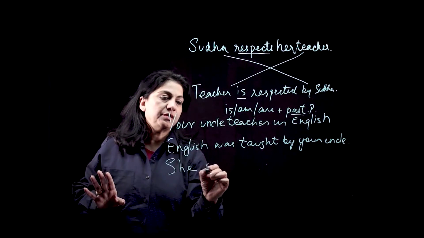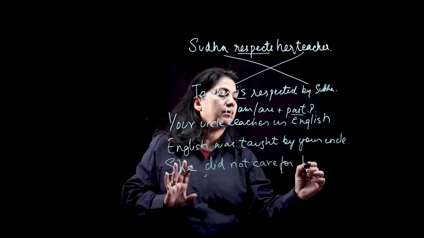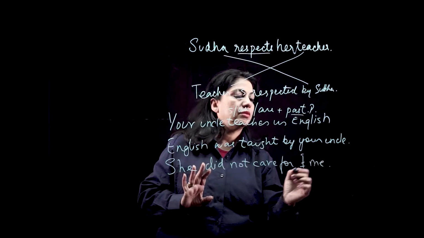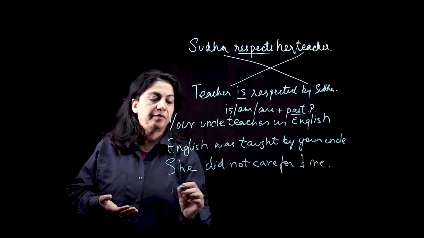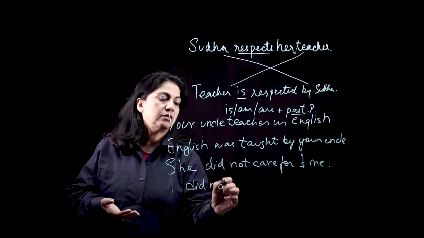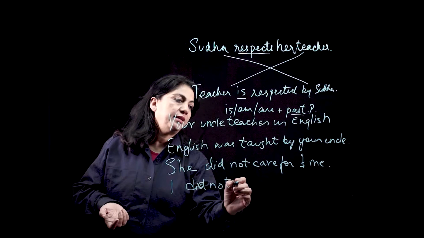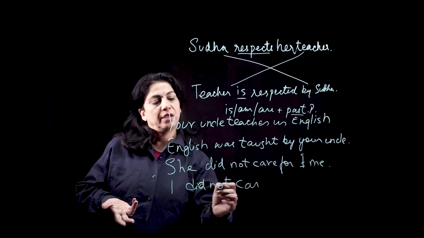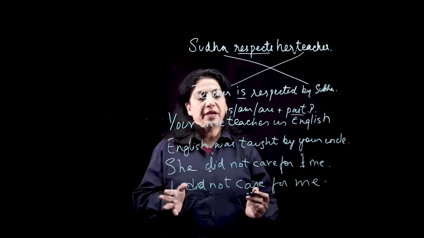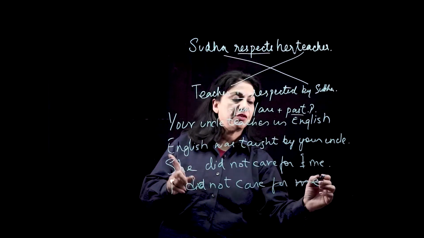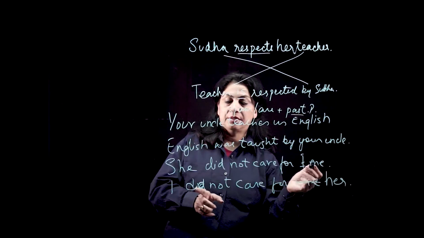Let's do one more. She did not care for me. Now in the case of me, it is I, me, myself. So we can say I did not care. She did not care for me. Me will become I, and she will become her, right? So I did not care for her.